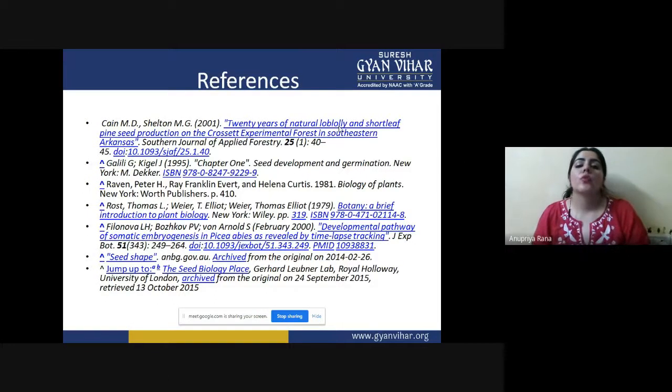Still, if you want to have a closer look at the seed structure, their dispersal mechanism, and how the seed grows, you can go through these references. They will definitely help you with a developed, or you can say elaborated, version of the seed structure and their functions.